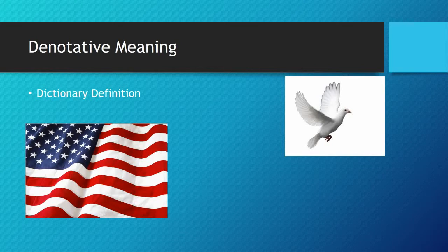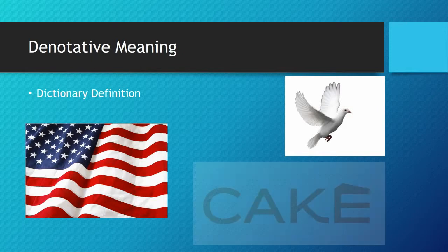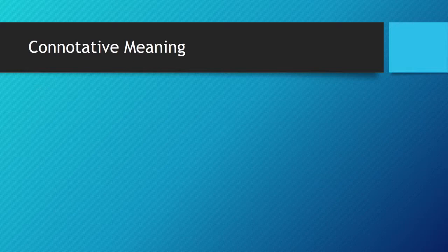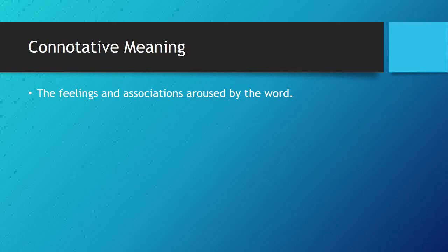This is a picture of a dove. The denotative meaning of a dove is a bird that is white and can fly. And I'm overgeneralizing here with the dictionary definitions, of course. And this last one is the idea of cake. Cake is a sugary dessert that we enjoy typically on birthdays and sometimes on special occasions. Now, I want you to keep these three examples in mind because the denotative meaning, that dictionary definition, is sometimes different than the connotative meaning. The connotative meaning refers to the feelings and associations aroused by the word.